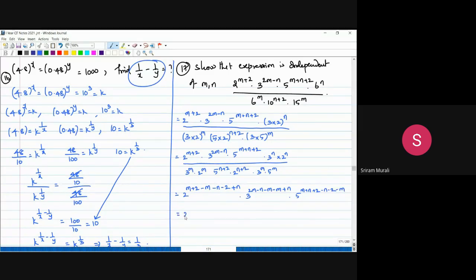So what is this? When the base is 2, plus n minus n, everything will cancel, 2 power 0. This is 3 power 0. Plus n minus n plus 2 minus 2 plus n minus n, it is also 5 power 0. So your answer is independent of m and n. Is this clear?